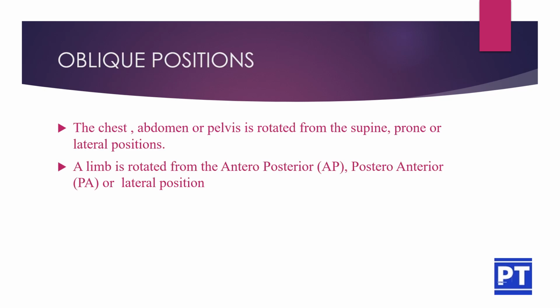Again we are moving to the oblique position. The chest, abdomen or pelvis is rotated from the supine, prone or lateral position. The limb is rotated from the anteroposterior (AP), posterior-anterior (PA) or lateral position. We have already discussed how the patient is supine, how the patient is prone, or how the patient is in lateral. When we are rotating from such positions, it will be called oblique positions.